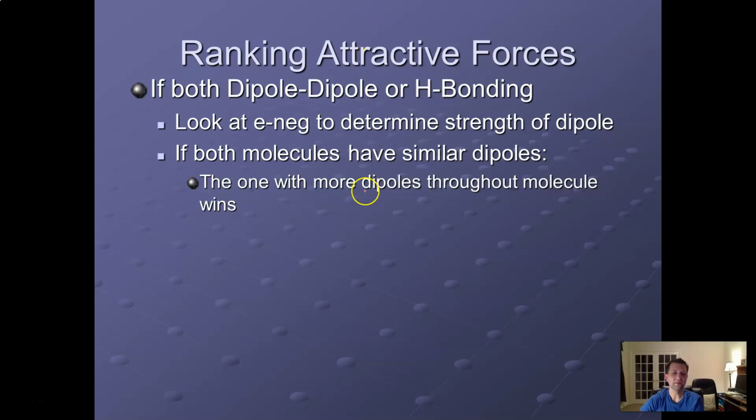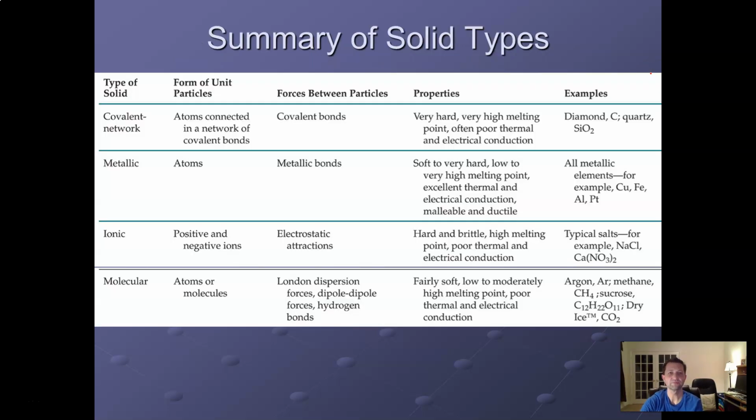The example that we may have done before is HF compared to HCl. HF and HCl are definitely both polar, but HF has a bigger dipole, so it's a stronger force of attraction than HCl. So this would have a higher force of attraction, higher melting point, boiling point, whatever, because of that. So that's how you want to think of those.